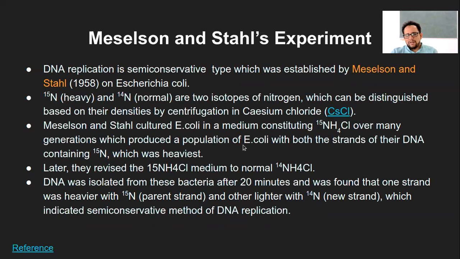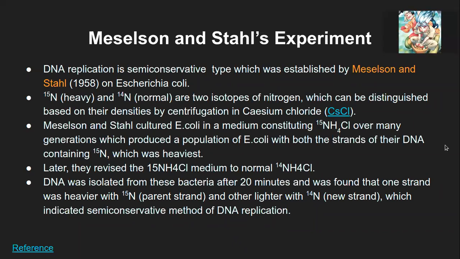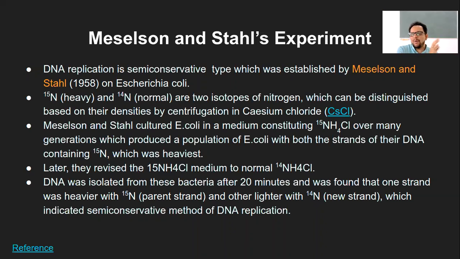Okay, so in one culture, you mean that there was only one type of nitrogen? So there were two cultures with one type of nitrogen each, or in one culture they supplied both types of nitrogen, so a bacteria could get N14 or N15? They only used N15.